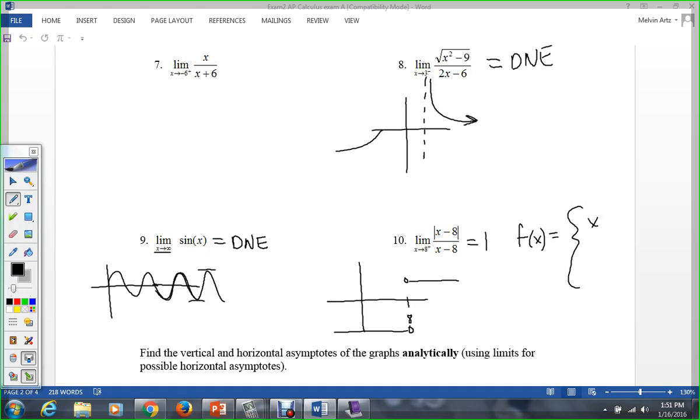Now if you wanted to build a piecewise function for this, that would have been fine also. You could have said x minus 8 over x minus 8 when x is greater than 8, and then negative x minus 8 all over x minus 8. And if we're approaching 8 from the right, we would use this one here, and you can see that is just equivalent to 1.